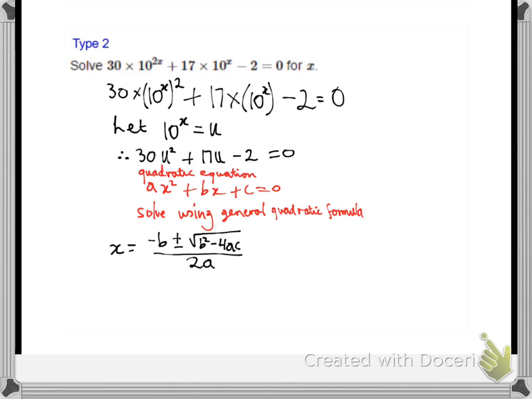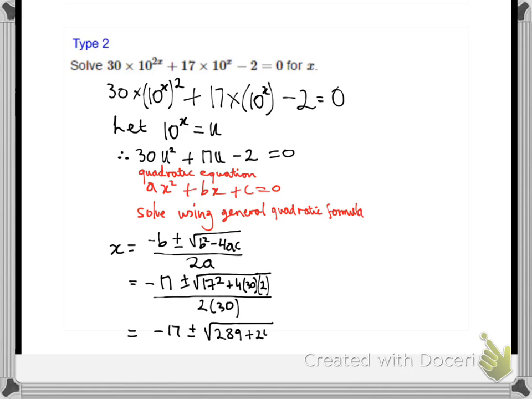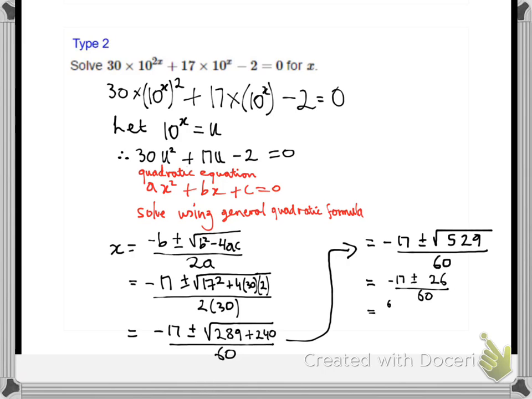So there's our general quadratic formula. We substitute the numbers in, and we simplify. And in this example, it works out nicely. We've got the square root of 529, which is 26. And we have to remember to add and subtract that 26 to the negative 17, and we get two answers: 1/10 as one answer, or negative 2/3 as the other answer. But keep in mind, these are just answers of the quadratic equation, not the exponential equation. So we've got to relate it back to the exponential equation now.